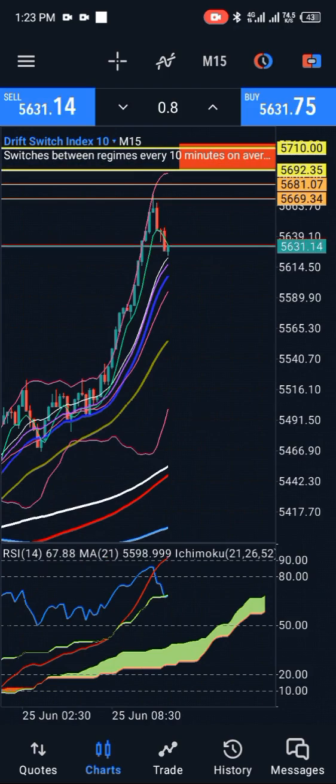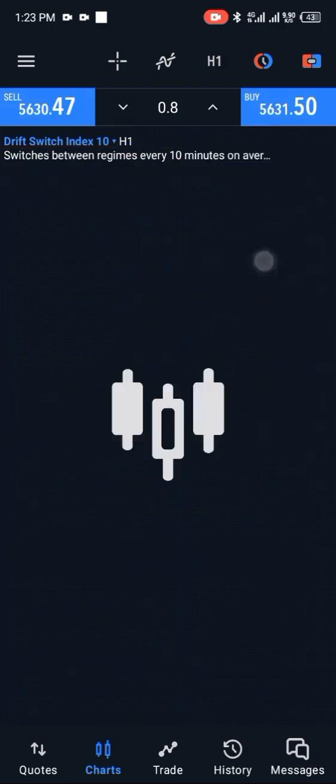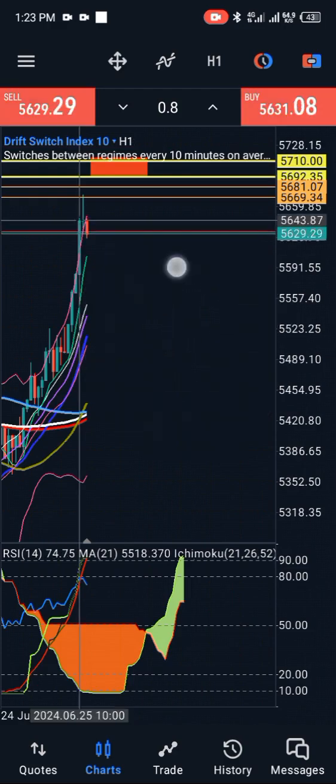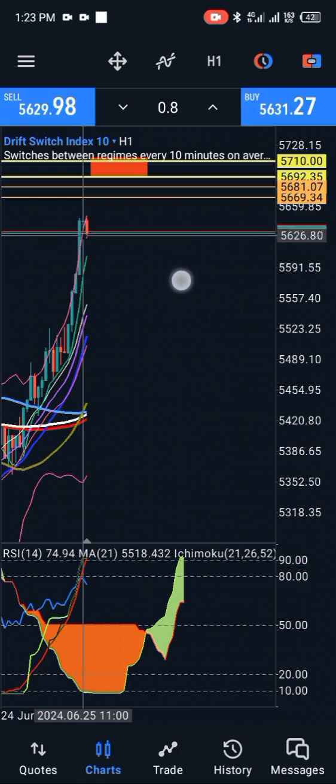Remember, I entered this market because price tested previous resistance, and I also checked my Bollinger Bands. They are on H1. I checked H1. The last Bollinger Band on H1, price is trading outside it, which means that there's supposed to be a pullback.